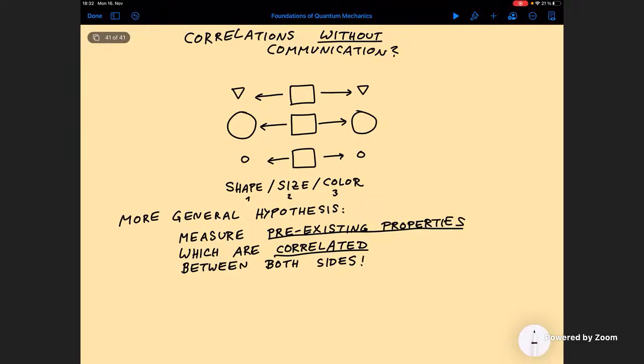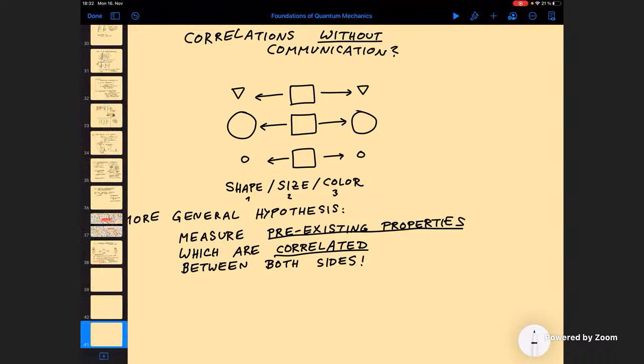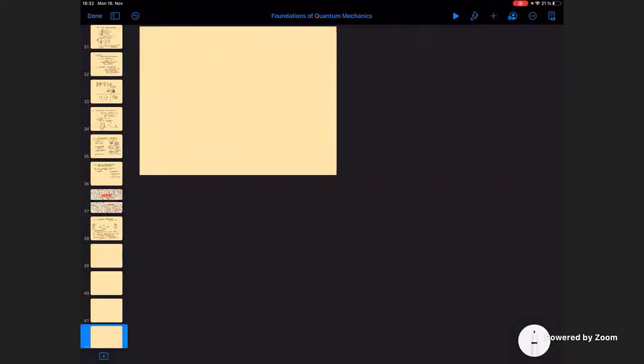Okay, so is this at least clear, the game we are playing now? No communication, but pre-existing correlation. Okay, I take it that it's probably clear. And so let's now investigate the consequences of this more general hypothesis, that there are pre-existing correlations.